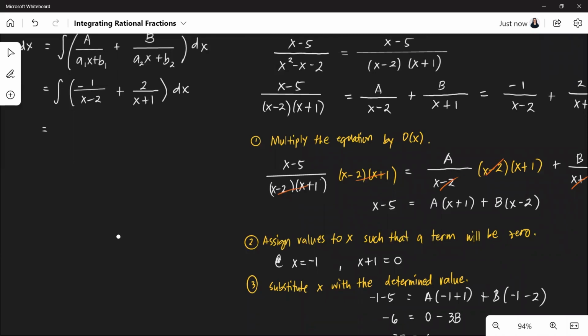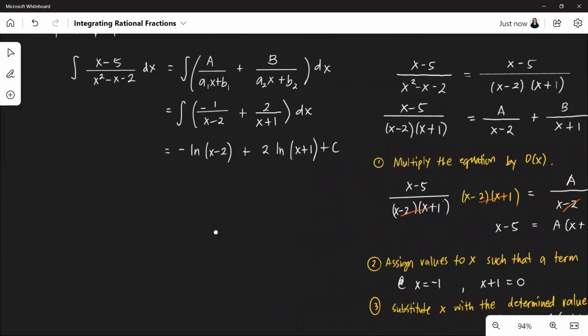So the integral of the first term is negative 1 times ln of x minus 2. And for the second term, it's 2 times the natural log of x plus 1, plus c. So this is the answer for this example. So if the denominator has 3 linear factors, you need 3 partial fractions.